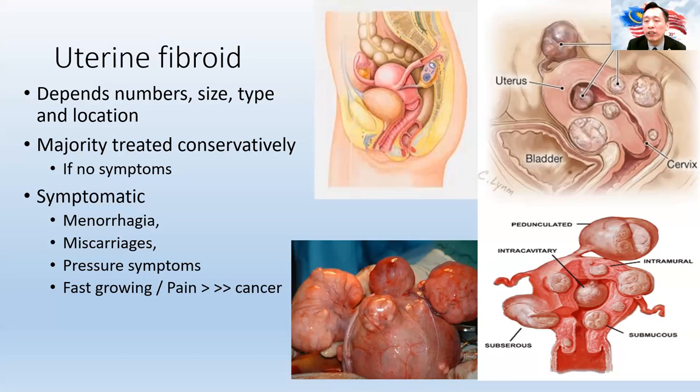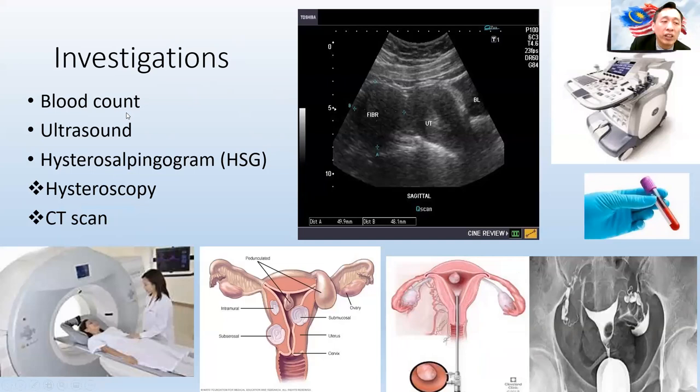But symptomatic ones have menorrhagia, miscarriage, pressure symptoms when the fibroid has grown so big, it compresses on the bladder and also the rectum. Or if the fibroid becomes painful or very fast growing, then you have to suspect cancer. So investigation: full blood count if the patient is having menorrhagia, do an ultrasound to assess the size of the fibroid. HSG, if the patient is having infertility or menorrhagia, you suspect submucosal fibroid or polyp. All right, rarely patient require a CT scan or hysteroscopy. Normally, ultrasound should be sufficient.